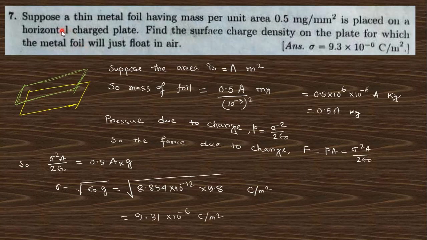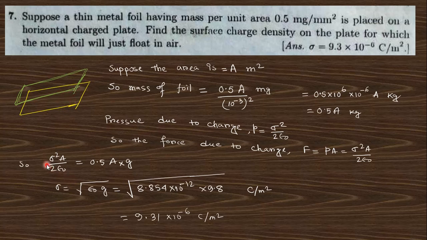Question number 7 says: suppose a thin metal foil having mass per unit area 0.5 milligram per millimeter square is placed on a horizontal plate. Find the surface charge density on the plate for which the metal foil will just float in air. That means this charged plate gives you the pressure, that is sigma squared by 2 epsilon naught.